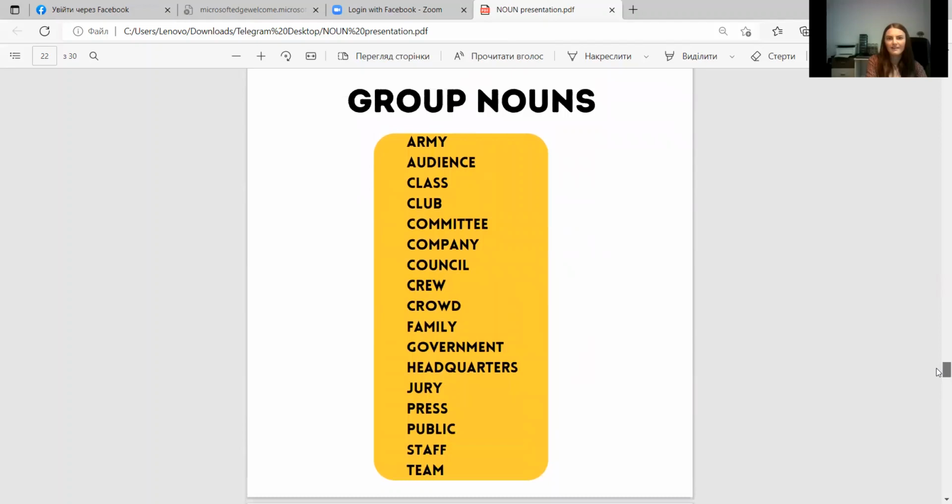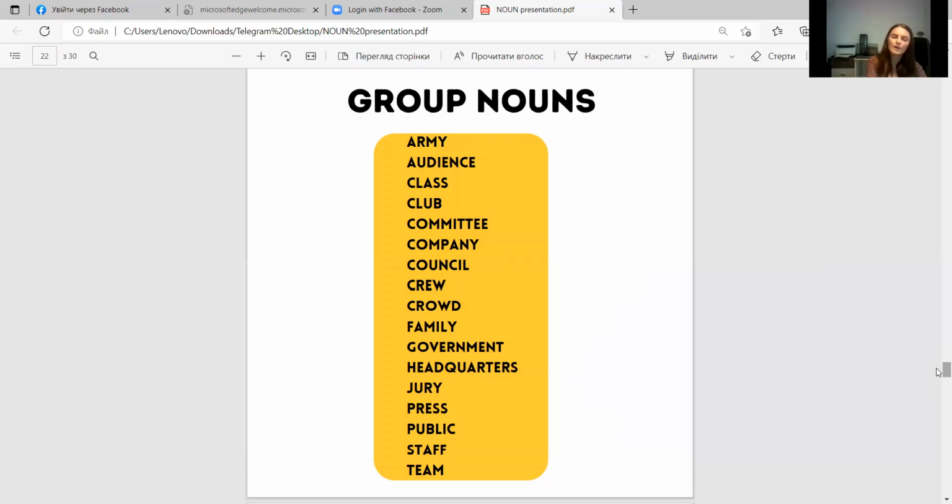Also, you have group nouns. Такі, я б не сказала збірні, а власне іменники на позначення групи людей. These nouns can be used either in singular or in plural. And everything depends on the context: when you talk about one concept, yeah, and when you talk about different people in this group, like army, audience, class, club, committee, company, council, and others.